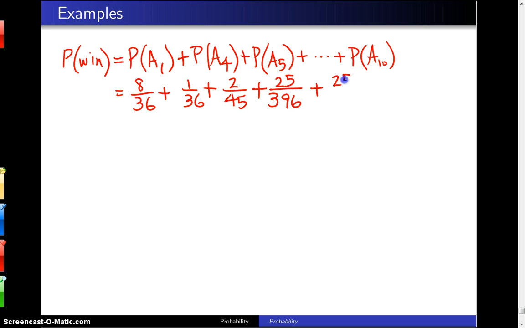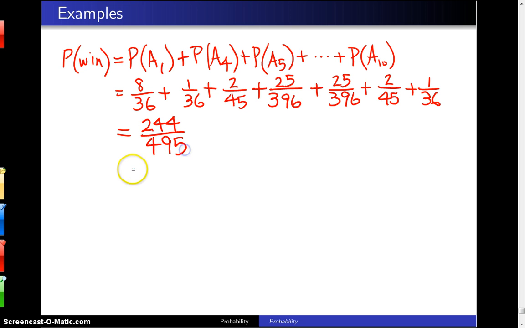And it gets symmetric, goes down the same way. 25 over 396 is the probability of A8. The probability of A9 is 2/45. And the probability of A10 is 1/36. So in the end, this turns out to be, once you get common denominators, 244 divided by 495. And if you look at the decimal equivalent there, that is 0.4929. If you make a $1 bet at a game of craps, your expected return will be about 98 cents on that dollar.